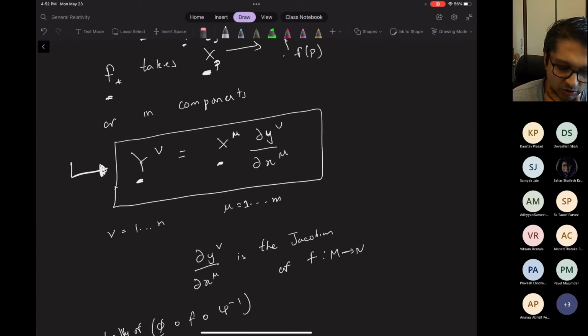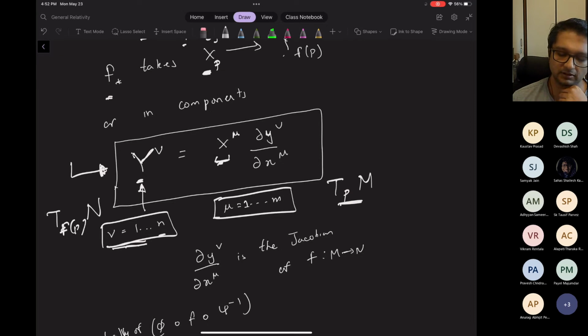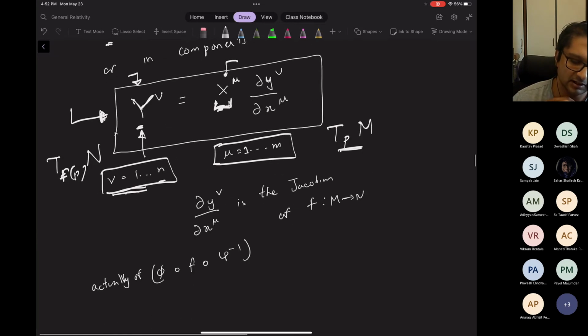Note that these are different vector spaces. This y nu is defined in the vector space at f of p, which is in N. So this is an n dimensional vector space, and these are the components of that n dimensional vector. Whereas this x mu lives in an m dimensional vector space, which is the vector space at p in M. The transformation to get from this m dimensional vector space to this n dimensional vector space is partial y nu partial x mu, which is nothing but the Jacobian of the transformation of f from M to N.